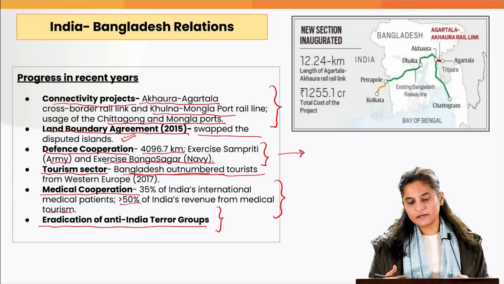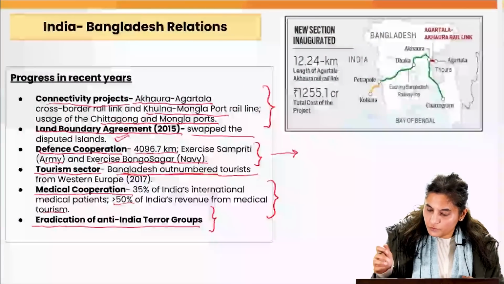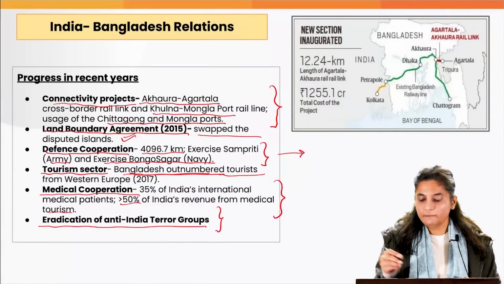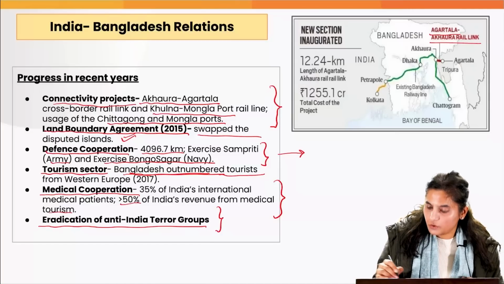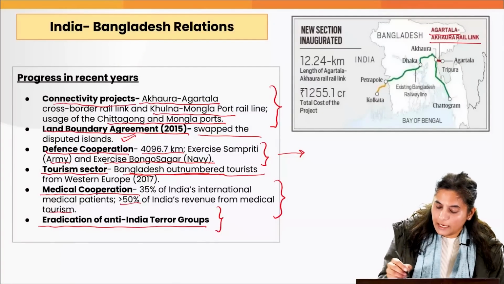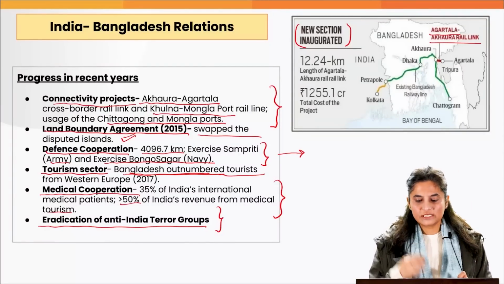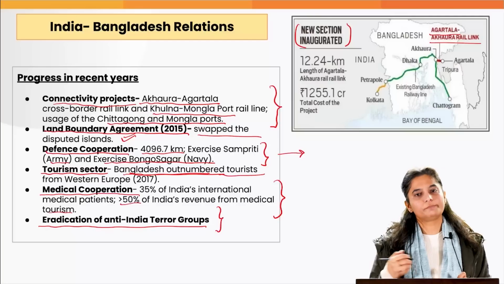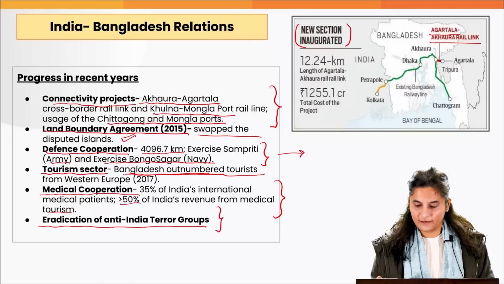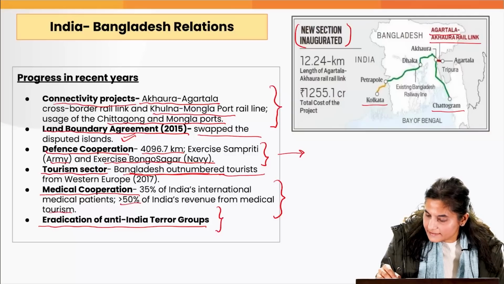Now let's understand what the existing challenges are. But before that, to give you an idea, this map indicates the boundary of Bangladesh. As you can see, this is the Agartala-Khora rail link that we have been talking about in terms of connectivity projects. Recently a new section was inaugurated. So this is already in a working state, it is operational, and gives you an idea of what kind of connectivity cooperation we have. This is Chattogram, this is Kolkata, and this is Agartala.